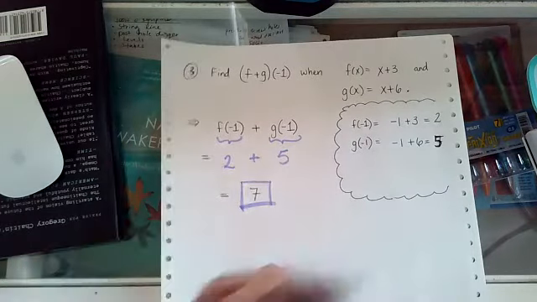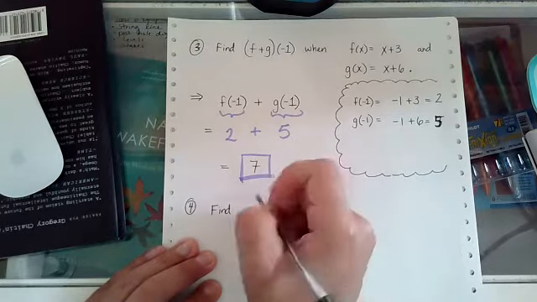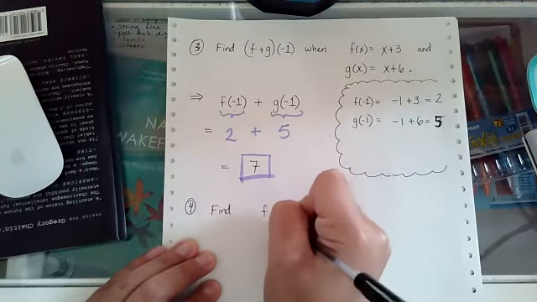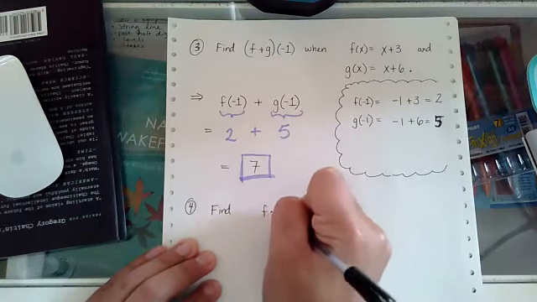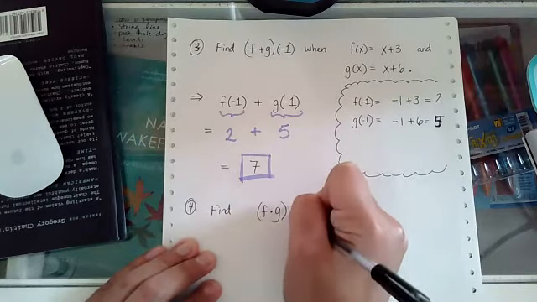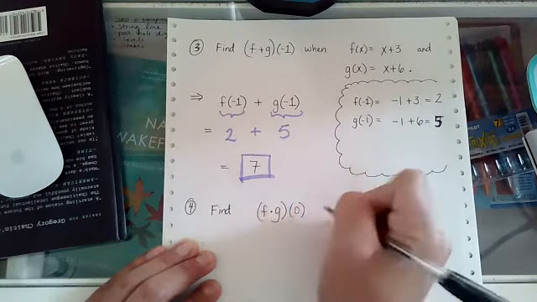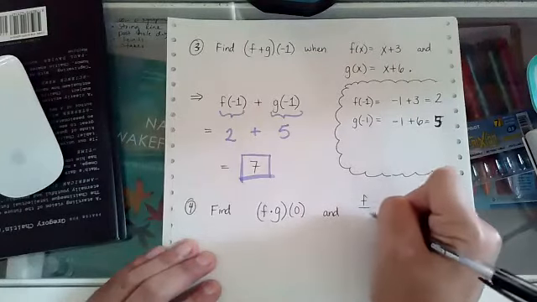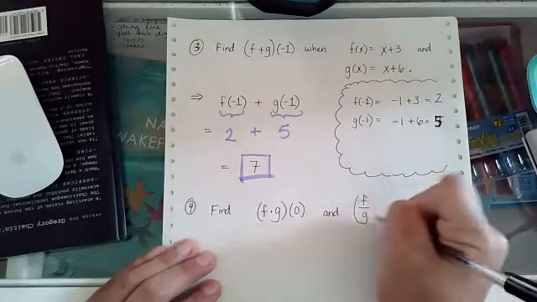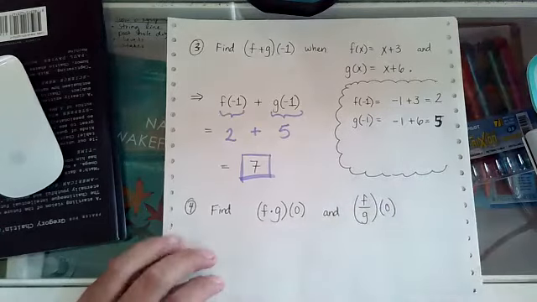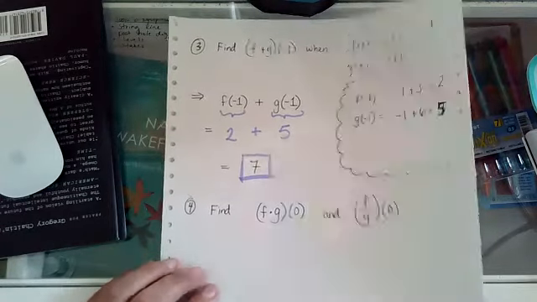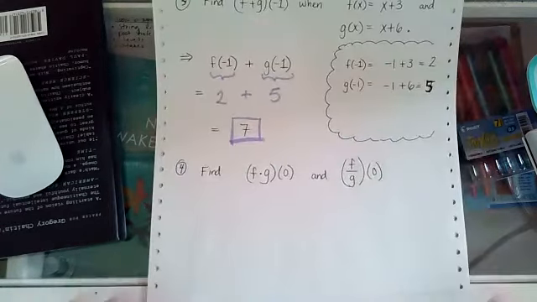Using these same functions, I want you to find f times g of 0 and f divided by g evaluated at 0. So take a few minutes to think about that, use the rules, and see what you come up with.